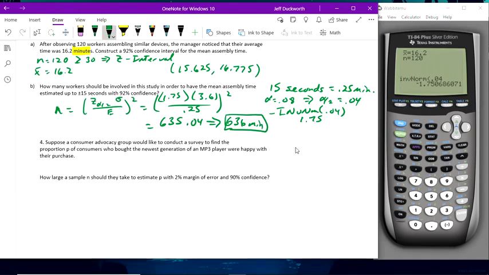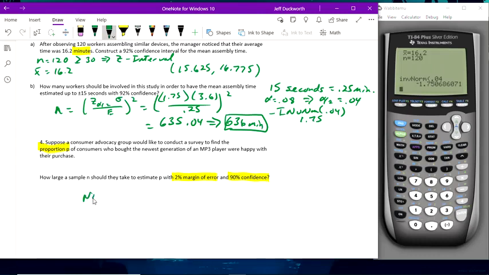And number 4 is another sample size. See what pertinent information we have here. Find the proportion. So we're going to use the proportion formula. Of customers who bought the newest MP3 player. How large a sample size do we take with a margin of error 2%. And then 90% confidence. Okay. What don't we have here? We don't have an estimate for P.